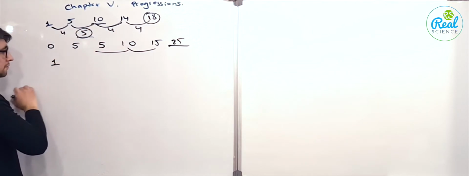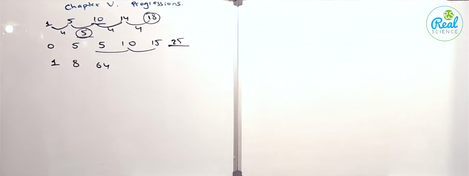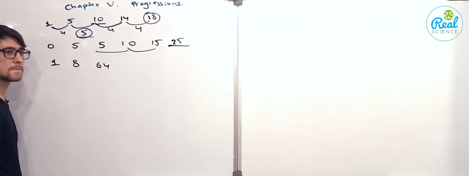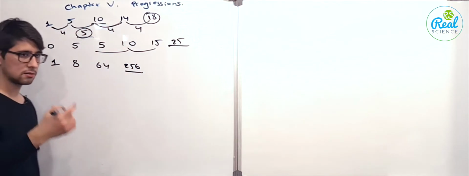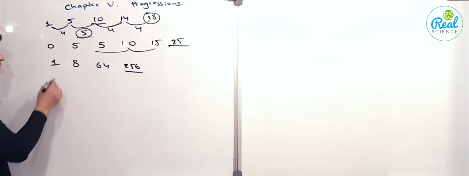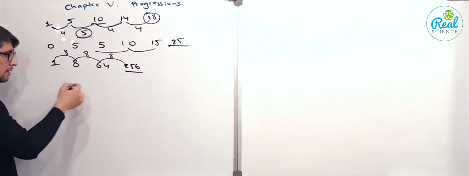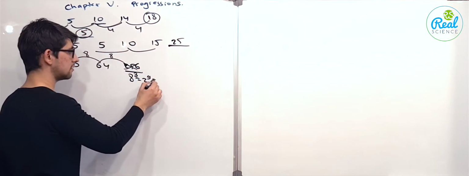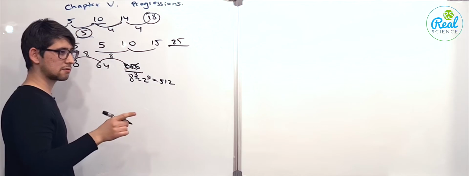Okay. What about 1, 8, 64? Can you guess the next number? You can tell with the powers. It is multiplied by 8, so you have to multiply by 8 too. Actually, it has to be 8 to the power of 3, which means 2 to the power of 9, which means 512, right? Because you know that 2 to the power of 10 is 1024.